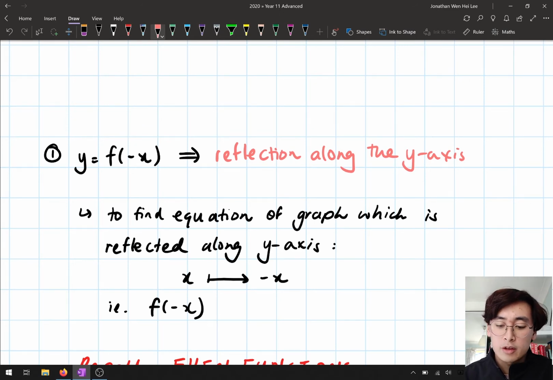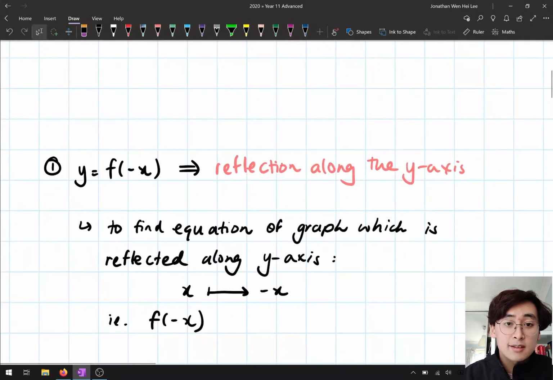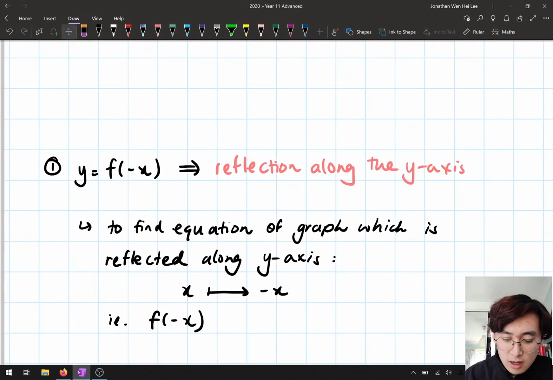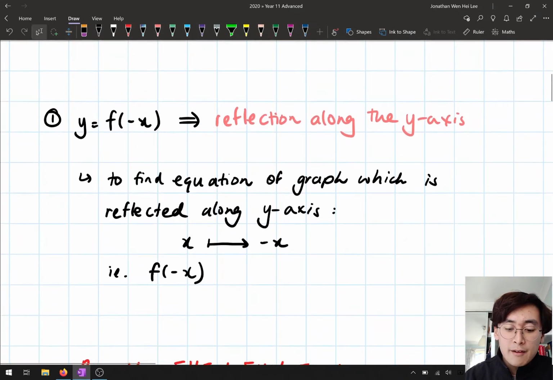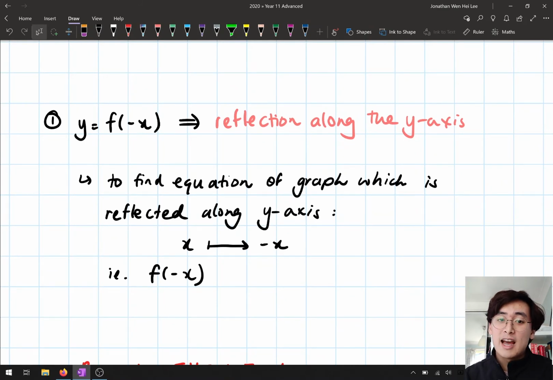So to find the equation of a graph which is reflected along the y-axis, we replace x with negative x. That's what this weird arrow tells me. If I have x, I replace it with negative x, and that will get me a reflection along the y-axis. So that's this first transformation.